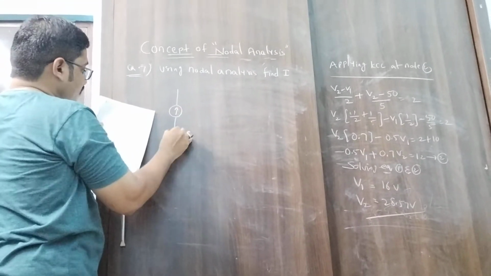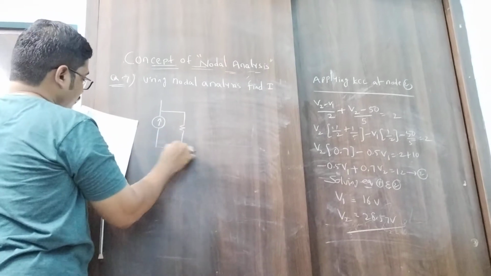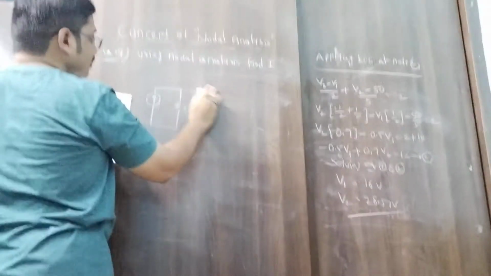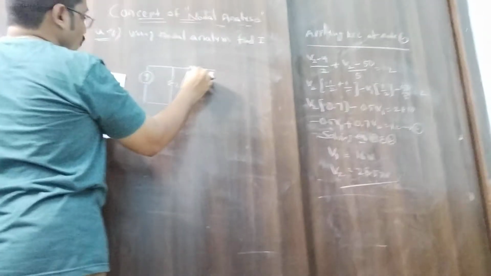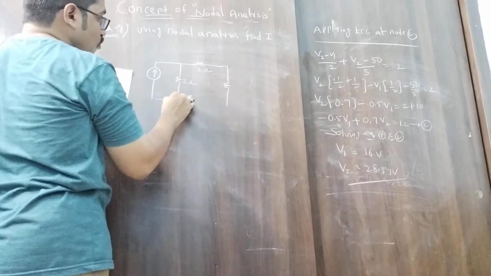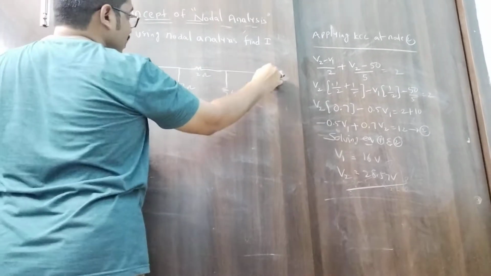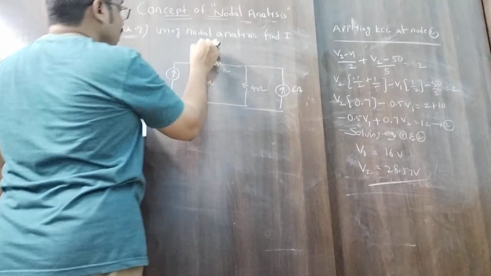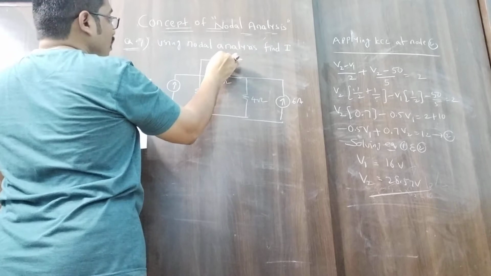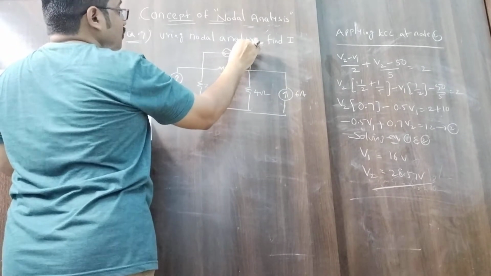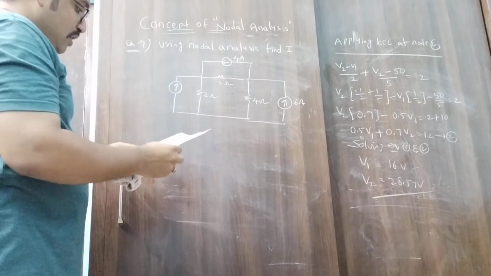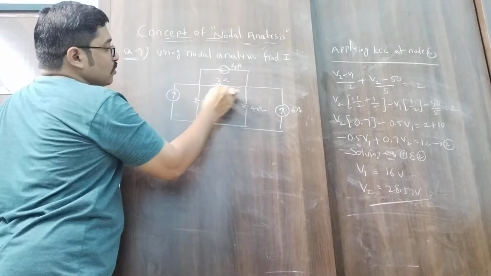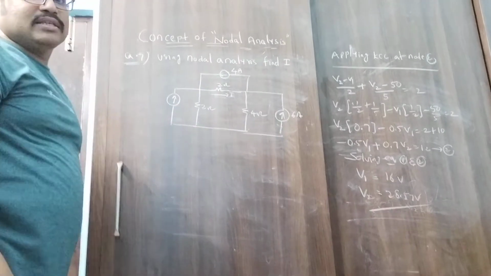This is 2 amps. This is 2 ohm. Here we are having one 2 ohm resistance. Then you are having one 4 ohm resistance. Here we are having 6 amps. Then you are having here 4 amps. This is the circuit given. You are supposed to find out the value of the current in this 2 ohm resistor. This is what he asked us to find.